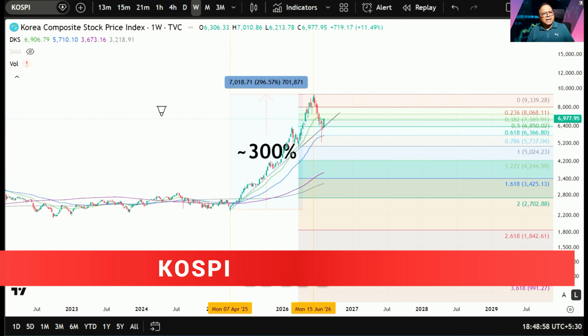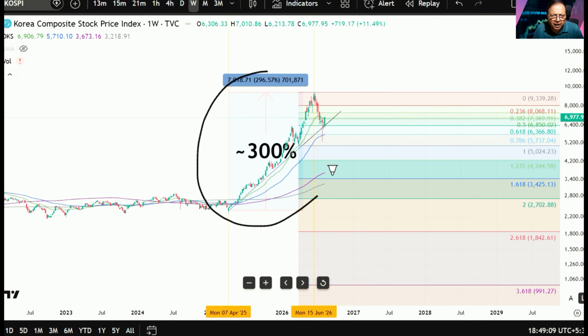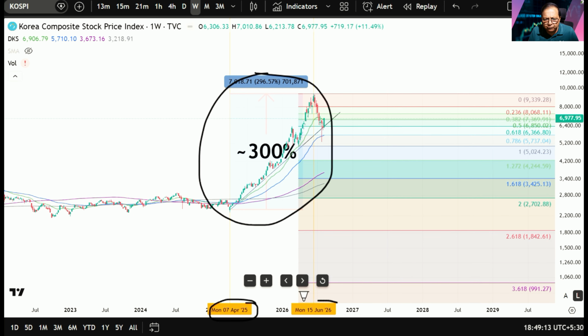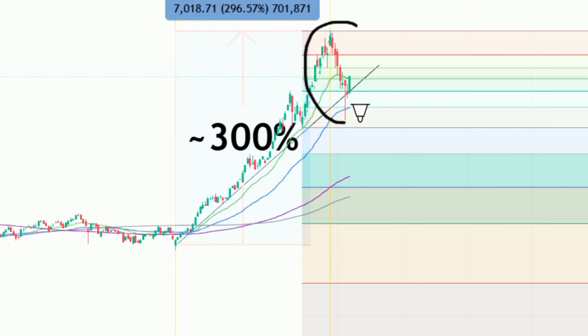So this is the price chart of Korean market, Korean Composite Stock Price Index, that is KOSPI. This index has a phenomenal run. It has given a return of 300% during the period April 2025 to June 2026. And then there was a major correction over here.